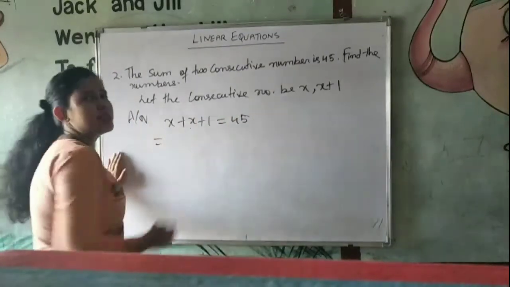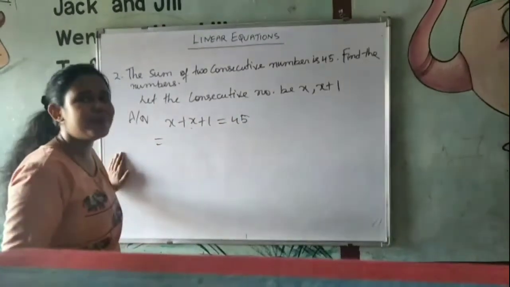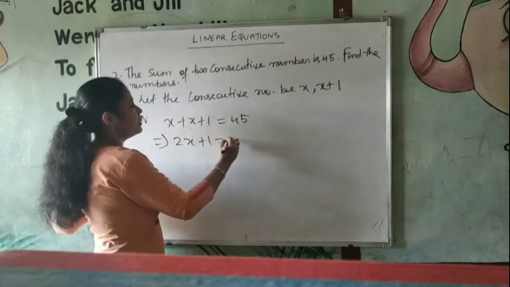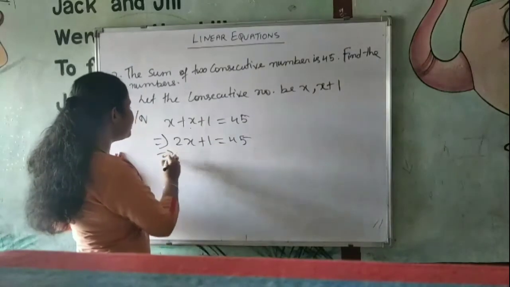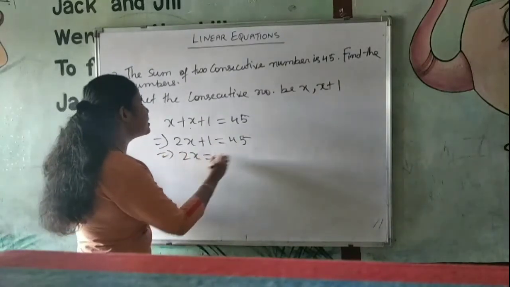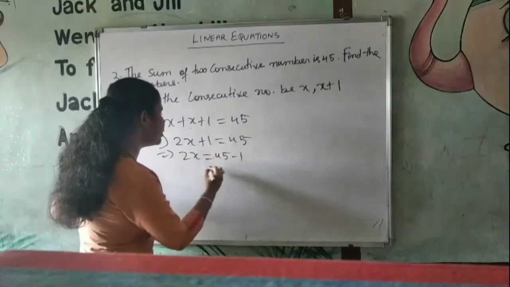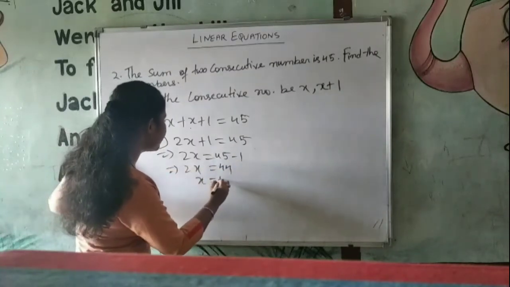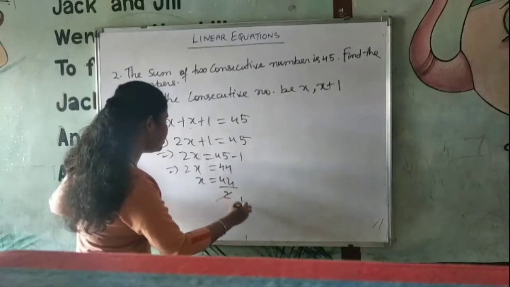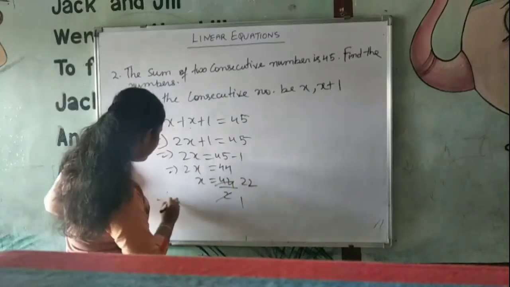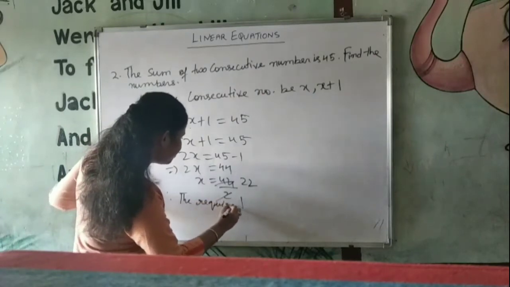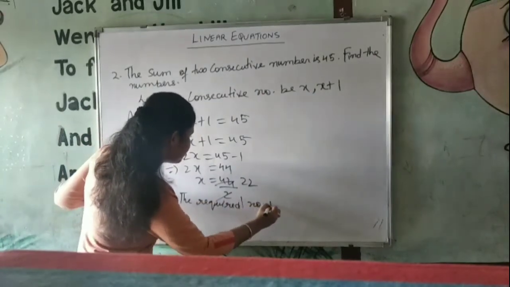Now x plus x means 1 mango plus 1 mango. How many mangoes? 2 mangoes. So you will write twice x plus 1 is equal to 45. So what will be the value of x? Twice x is equal to 45 minus 1, it will become 44. So you can write 44 divided by 2, it will become 22. Therefore, the required number is 22.